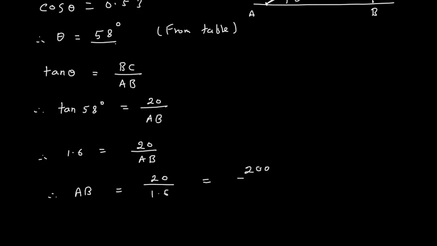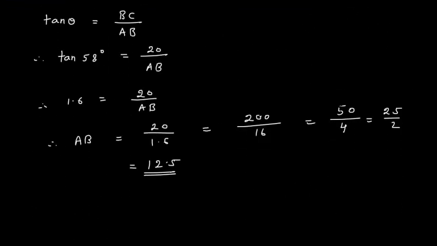So this is 200 divided by 16. We can cancel with 4. 4 5s are 20, and 4 4s are 16. Again with 2 we can cancel. It is 25 divided by 2. When we divide by 2, 2 2s are 4, and it is 12.5. So AB is 12.5. Now I have to check the unit. It is meter. So 12.5 meter.